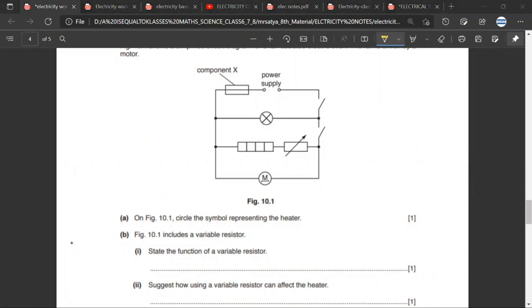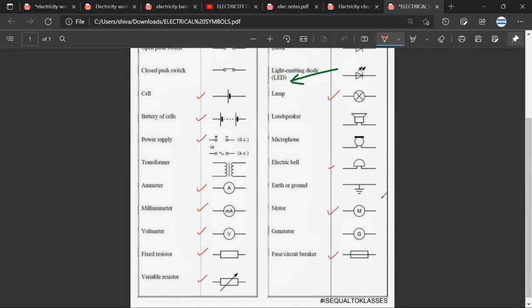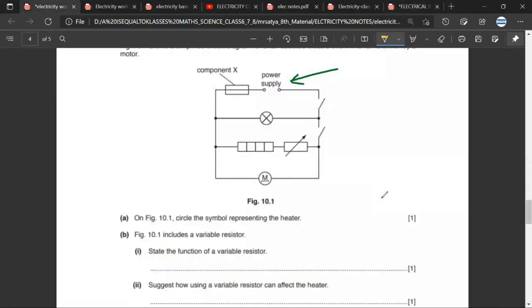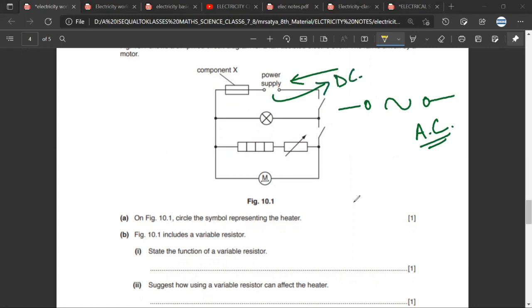So if you see this, Satya, can you see this circuit? Yes, sir. Now in this power supply, Mr. CP, what will be the power supply here? This is the power supply which is being used. There is no S like this. If there was an S like this, then it would be AC. But now because there is no S, this would be DC. Or we can safely assume that this is DC because there is no S.